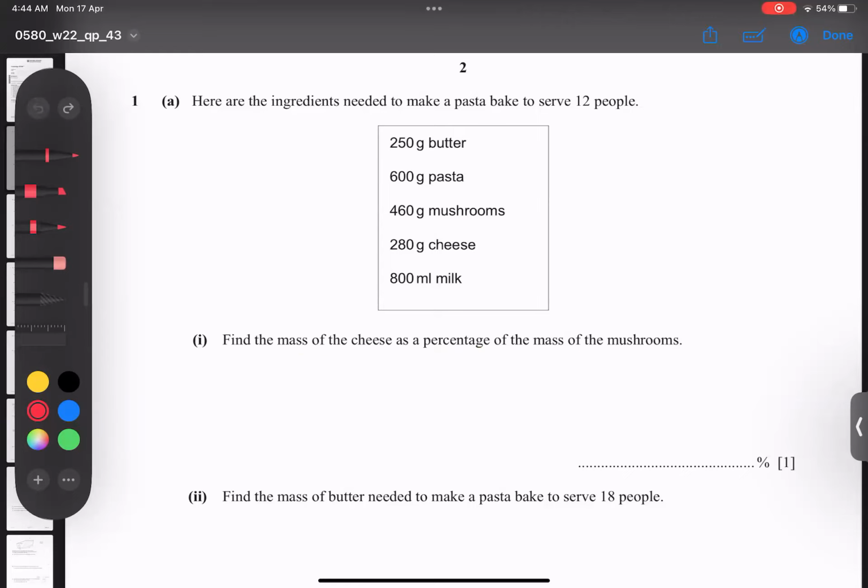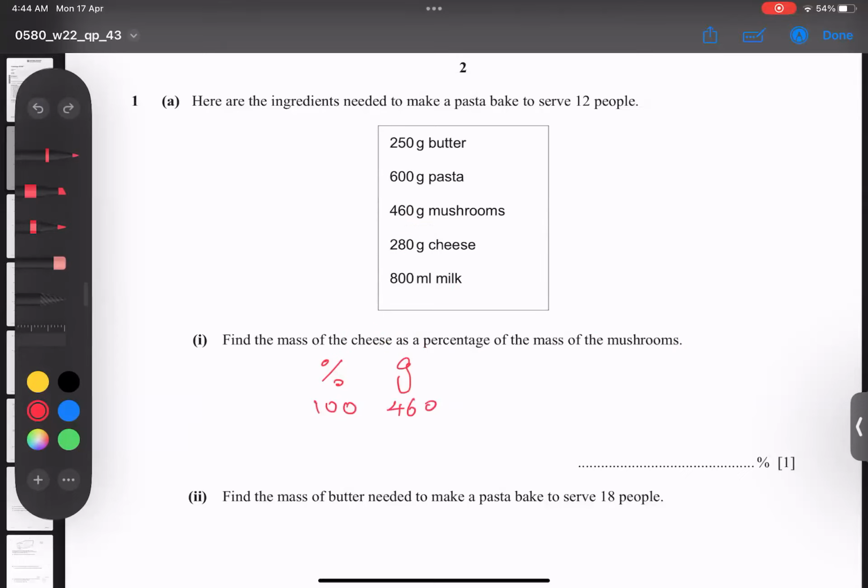So it is very clear, because the best technique is this way. Write two titles, because cheese is in grams and mushrooms also in grams. So two titles: percentage and grams. We are looking for the mass of cheese as a percentage of the mass of mushrooms, so mushrooms we take as 100%. Why 100%? Because we are comparing cheese with the mushrooms. And I'm looking for cheese, which is 280 grams.